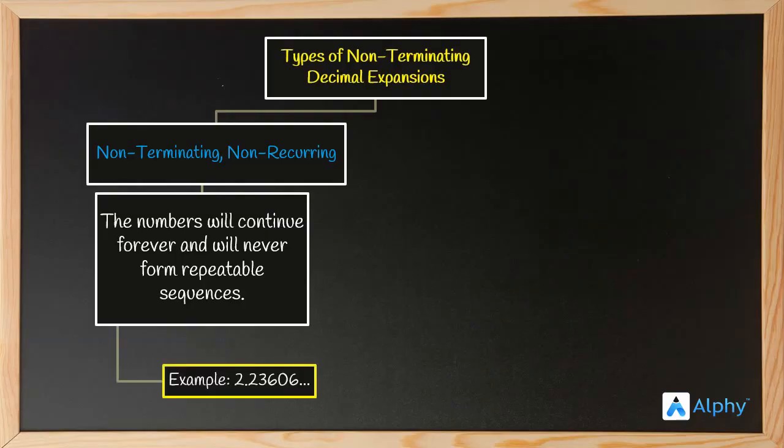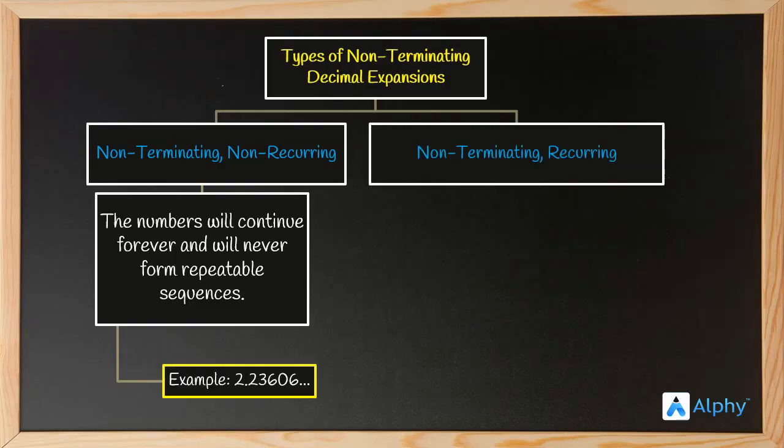Let's get it more clear by taking a look at an example. 2.23606. If you take a look at the decimal expansion of this number, it keeps on going on and on, but it has no pattern. It will become more clear when we see the other definition, because that would be a better example for you, so that you will be able to understand the real meaning.